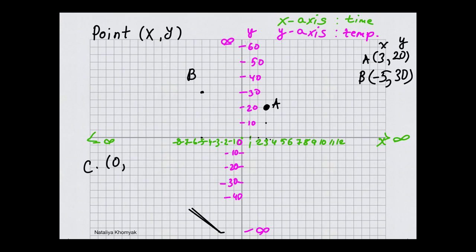You can also have a point C that is happening today, so we have 0, and let's say the temperature is 50. So when x is 0, we go up all the way to 50.